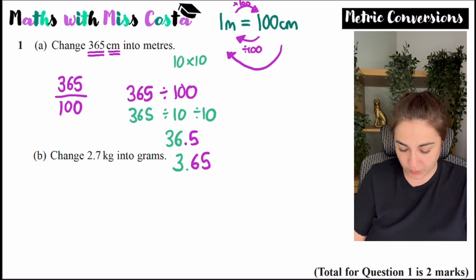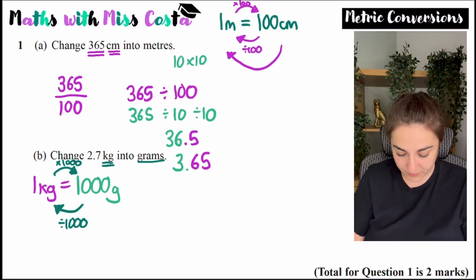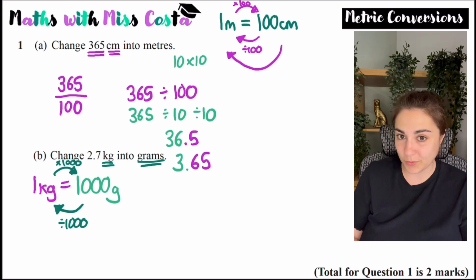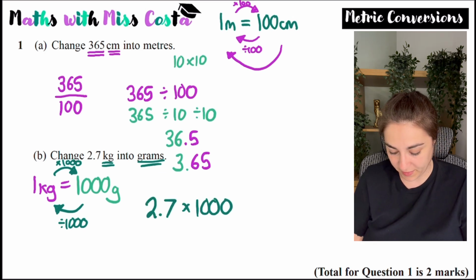Then I need to change 2.7 kilograms into grams. And the conversion I should know is that 1 kilogram is 1,000 grams. So to go from kilograms to grams, I would multiply by 1,000, and to go from grams into kilograms, I would divide by 1,000. So I'm going from kilograms into grams, so I'm going to multiply by 1,000. So 2.7 times 1,000.